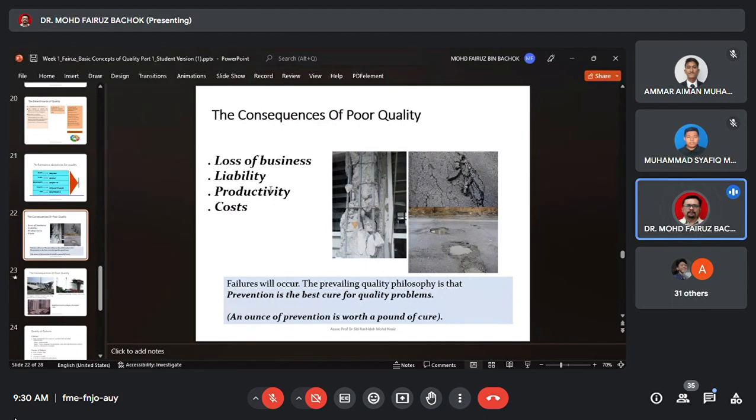And then also productivity. Because of your bad reputation, you will get fewer customers and your workers lose motivation. Maybe you cannot pay their salary, and the company becomes low productivity. This will directly affect the cost to run your company. So make sure you prevent poor quality construction, because it can give your company a bad reputation image.